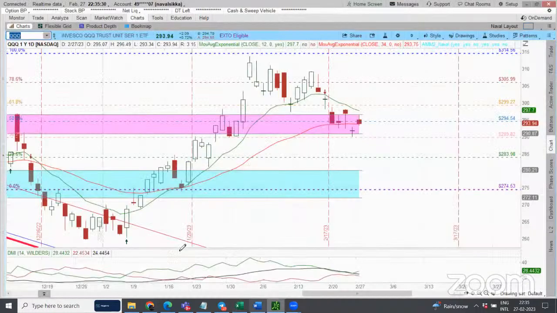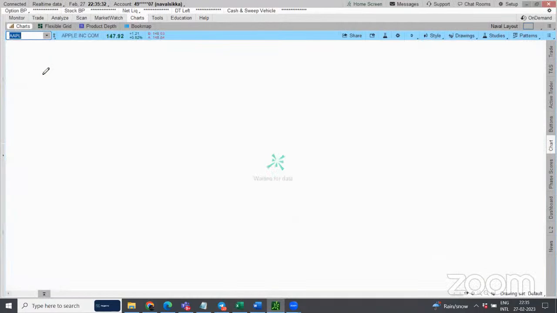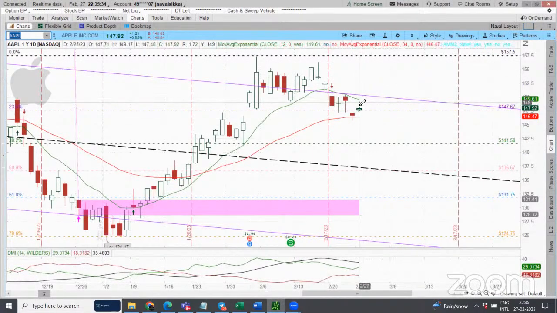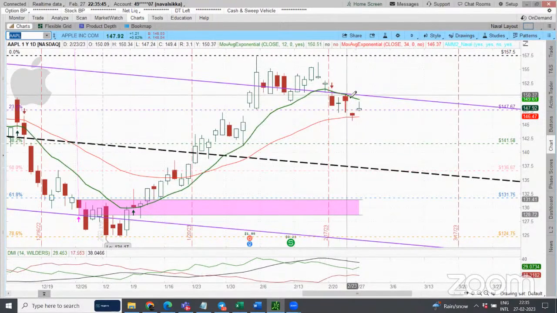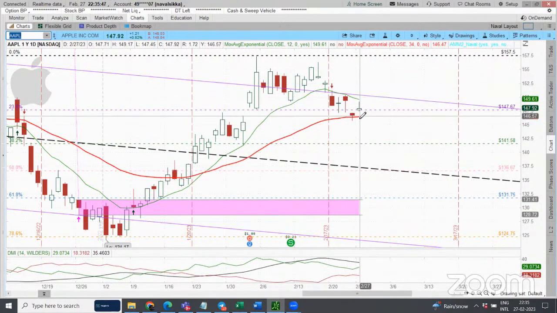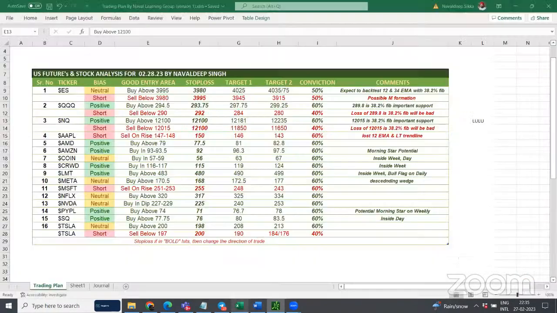Now, Apple. Apple was sell on rise for me today. It opened at 147, made 149, came back to 147.60. Apple is showing weakness. Apple is exactly similar to what we see in NQ and in triple Q. 12 and 34 with a small opening. Now it is in the middle of both. So trend wise, Apple is neutral now because it's not either going down, neither is going up.